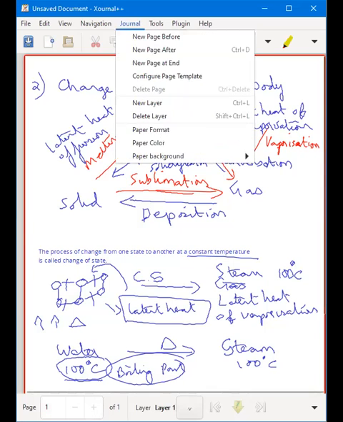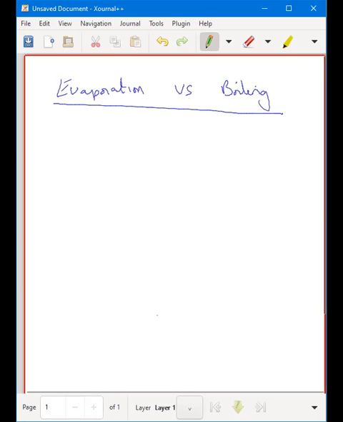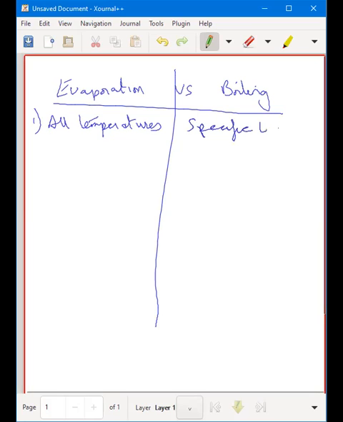Can anybody tell me the difference between evaporation and boiling? Come on, you all have done this earlier. Tell me. Yes, sir. Evaporation takes place at all temperatures, and boiling takes place at a specific temperature, which is its boiling point. Then evaporation is a slow process, boiling is a fast process.